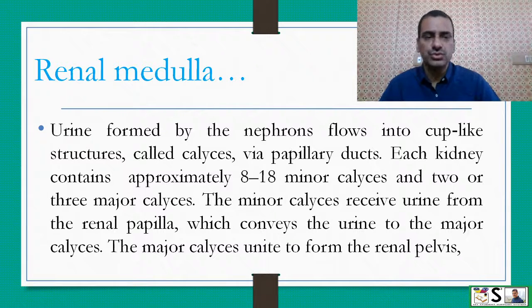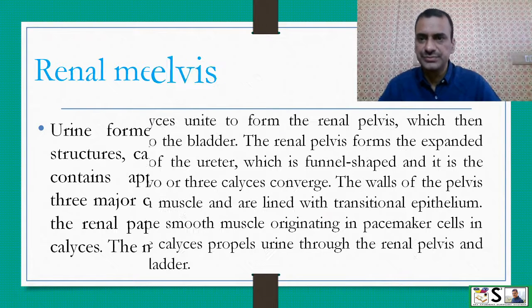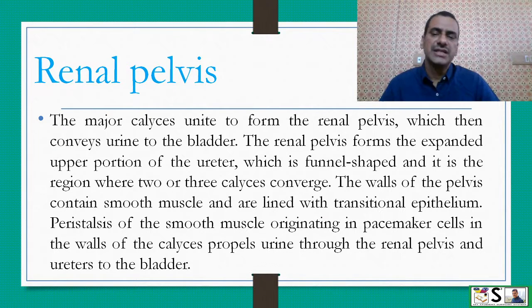Urine formed by nephrons flows into cup-shaped structures known as calyces via papillary ducts. Each kidney contains approximately 8 to 18 minor calyces and 2 or 3 major calyces. The minor calyces receive urine from the renal papilla and convey this urine to the major calyces. The major calyces unite to form the renal pelvis. What is the renal pelvis? The renal pelvis then conveys urine to the ureter and then to the bladder.